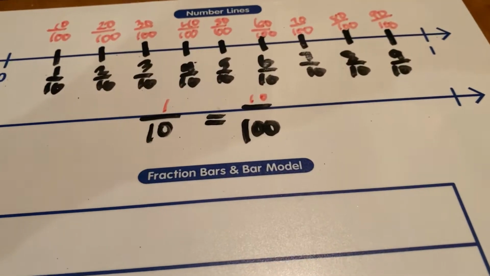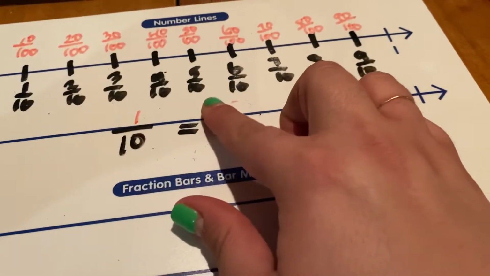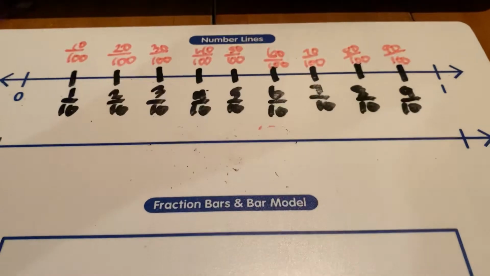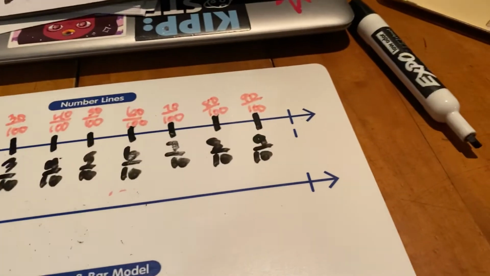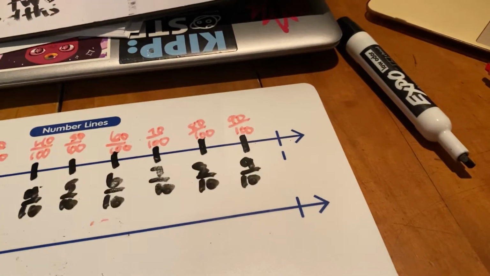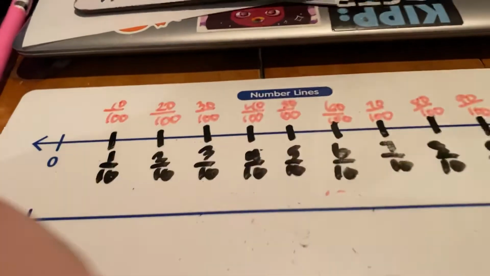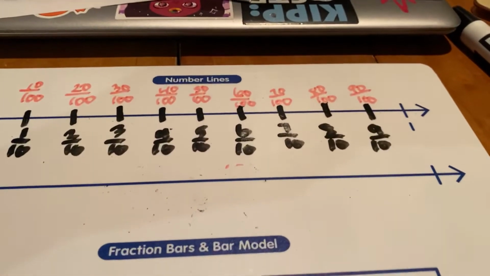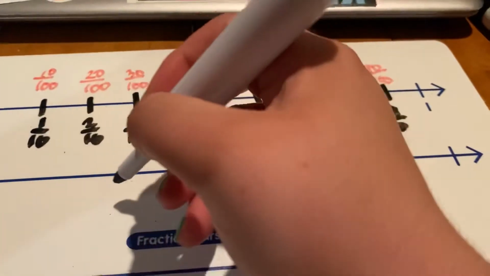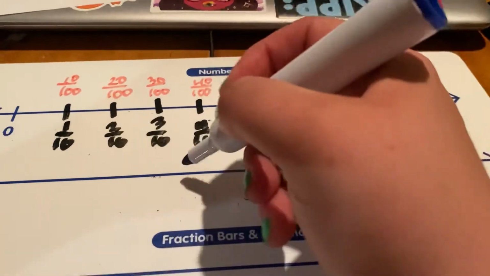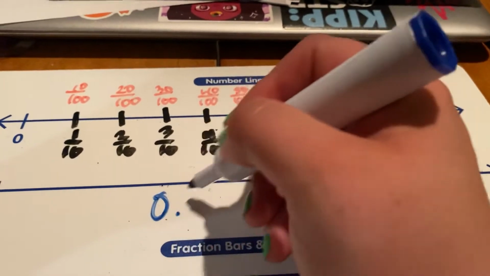So now, let me erase this so I have room to write decimals. I want to put some decimals on a number line. Sorry, I was trying to get a new marker. So here are my decimals that we're going to put on this number line. Yeah, let's do it as decimals.